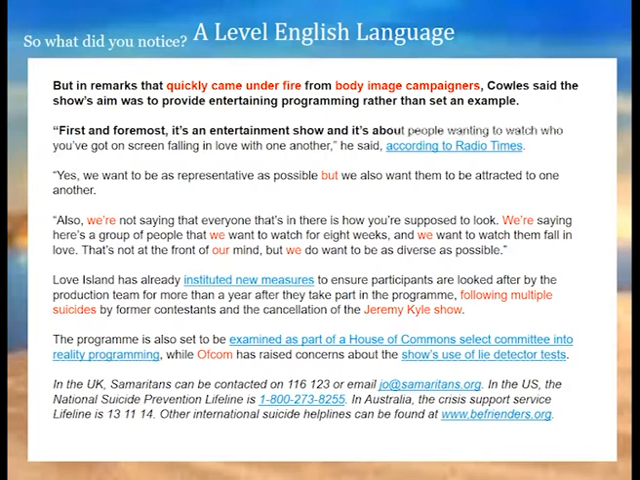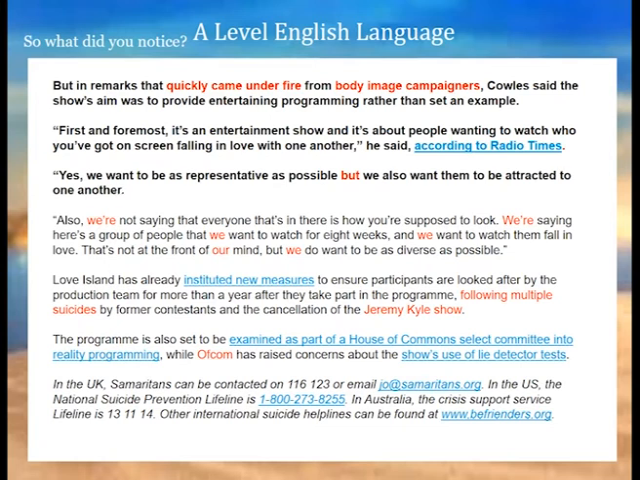The reference to the Radio Times adds further power to the article and assumes that the audience will be familiar with this publication and respect its validity. Cowell's comments, and therefore his ideology, seem genuine as they have been reported in a highly regarded publication and worthy of the criticism by body image campaigners. The quotations from Cowell in the next section appear contradictory.